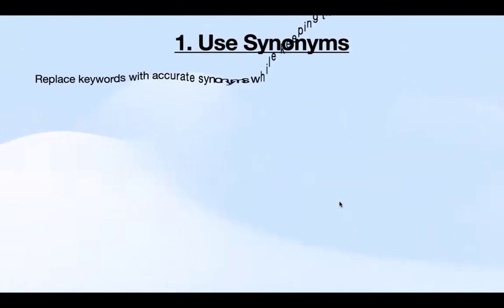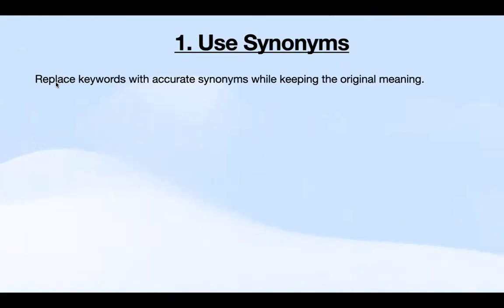The first technique is called synonyms. What are synonyms? Synonyms means multiple words with the same meaning. If I say important or if I say crucial, both mean the same. So, replace keywords with accurate synonyms while keeping the original meaning. For example, there is this word crowd and then we have mob.